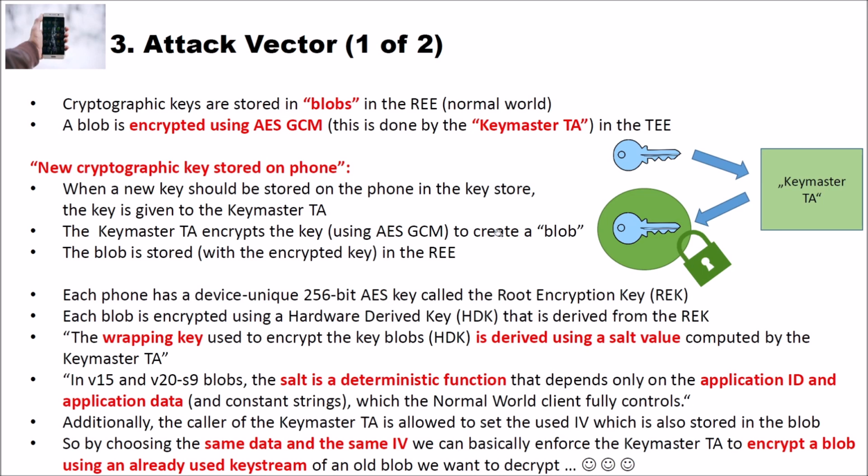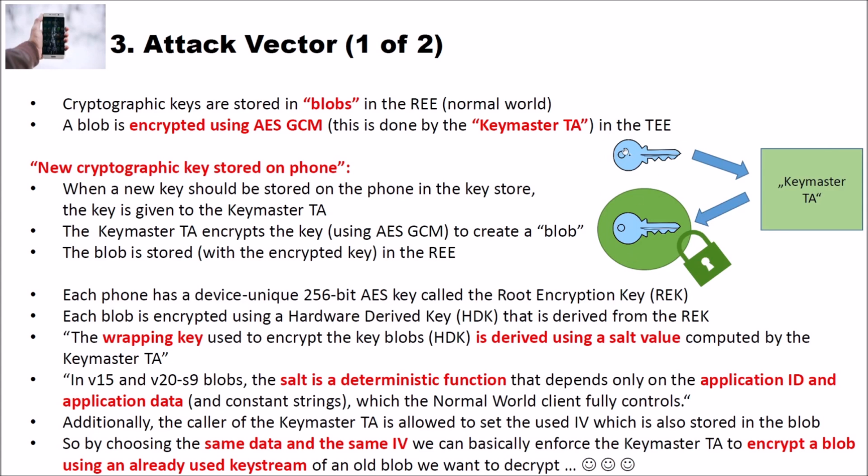First of all, we have to know that cryptographic keys on the Samsung mobiles are stored in so-called blobs. These are files in the rich environment, in the normal world. These are just encrypted keys, for example. A blob is encrypted using the AES Galois Counter Mode. And this is done by the keymaster TA in the trusted world or in the secure world. This looks like this picture here.